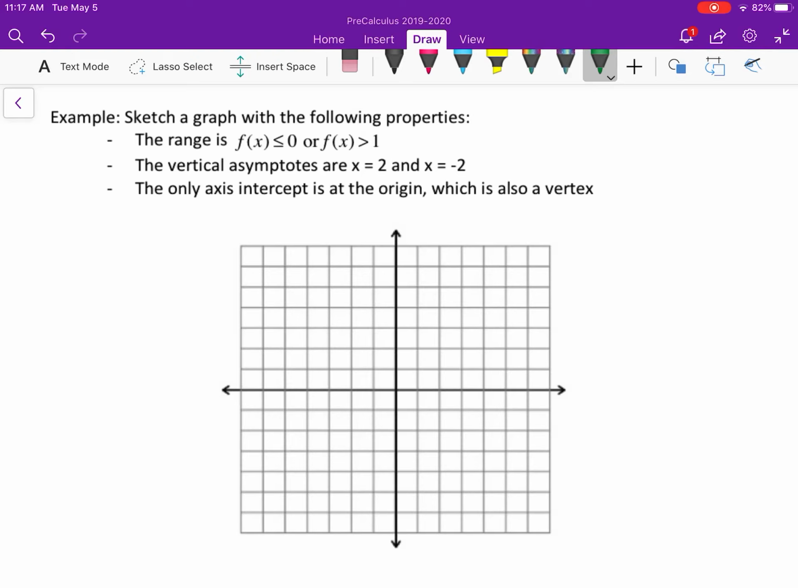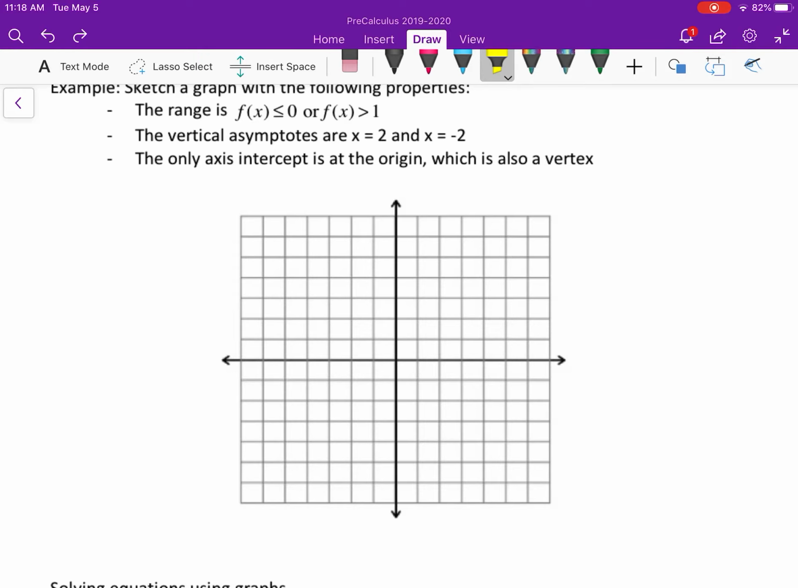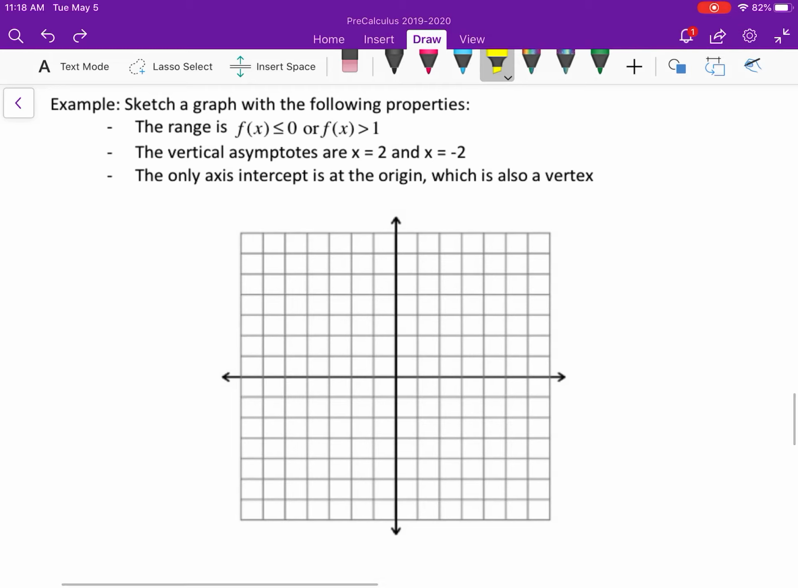All right, so here we're going to work backwards and see what we have. In this, we need to sketch a graph with the following properties. We have a range that is less than or equal to 0, so that means anything below that line, and then we have greater than 1, so up here. We have this space in the middle, and hopefully, if I drew it a little more clearly, you could see it. But yes, we have above 1 and below 0, okay?